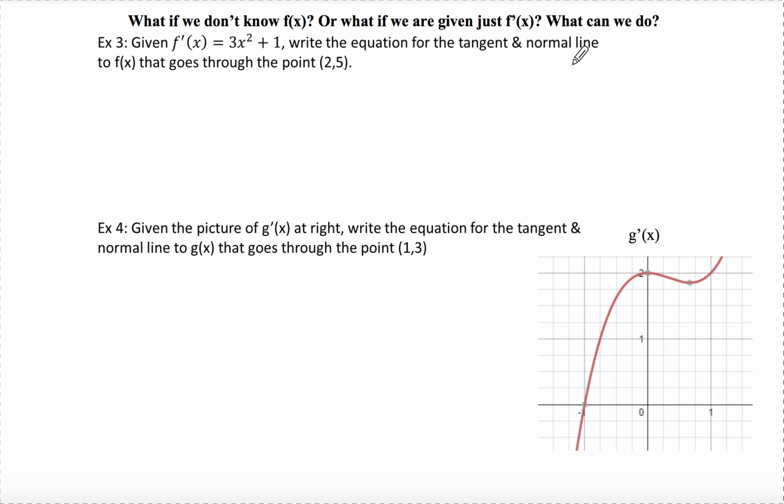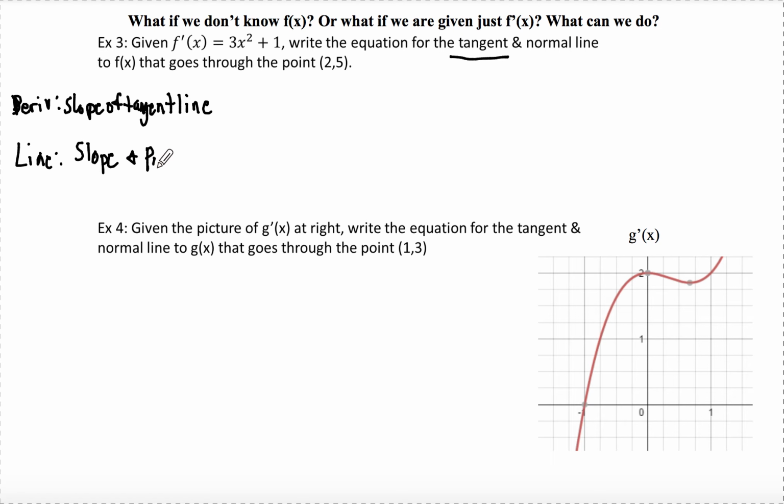Tangent and normal line. Let's start with the tangent line. Here's why. Well, a tangent line is connected to a derivative because remember, a derivative is the slope of a tangent line, right? And if they want us to write the equation of a line, we need two pieces of information. To write the equation of a line, we need the slope of the line and a point on the line. If we have those two things, we can hammer it down.